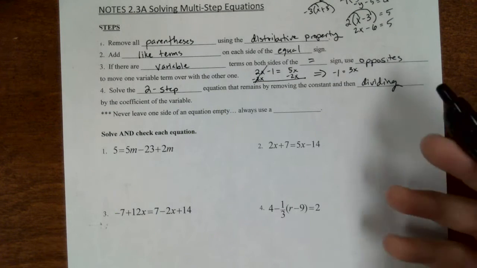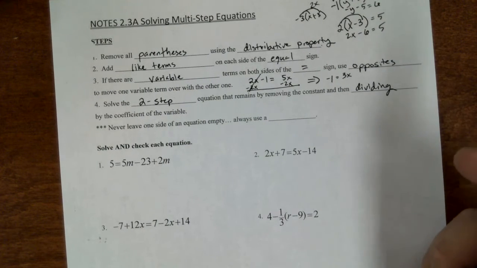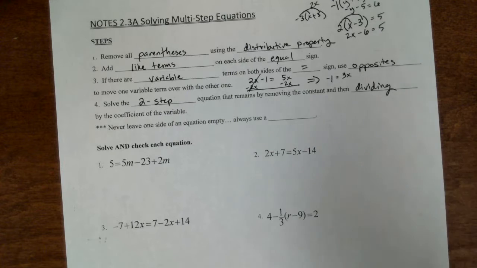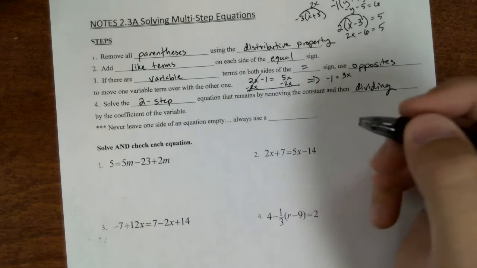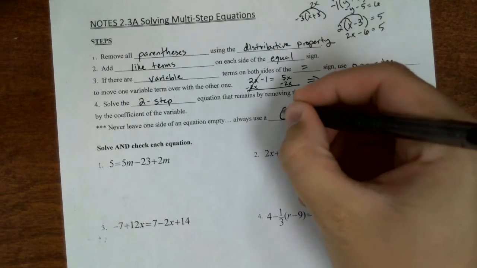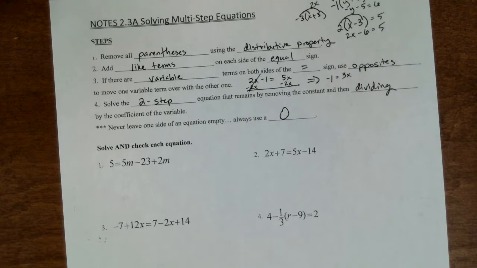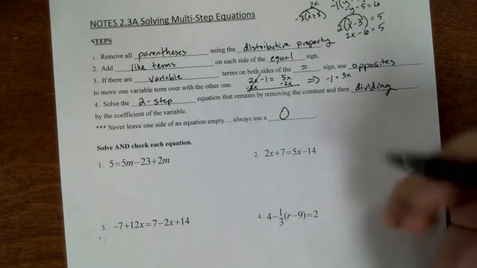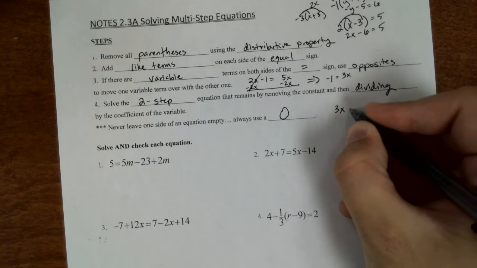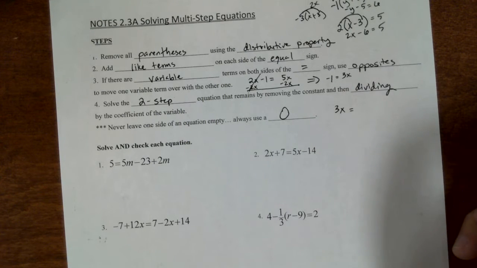So in order to undo that times, we will then divide. And then one thing to note is that we're never going to leave a side of the equation as empty, okay? So even if we move everything away from one side of the equation, we're still going to put that we have a 0 there, okay? So we're never going to leave our equation looking like 3x equals blank, okay?